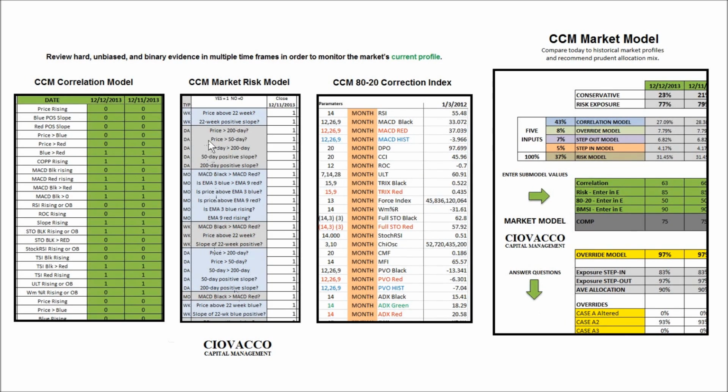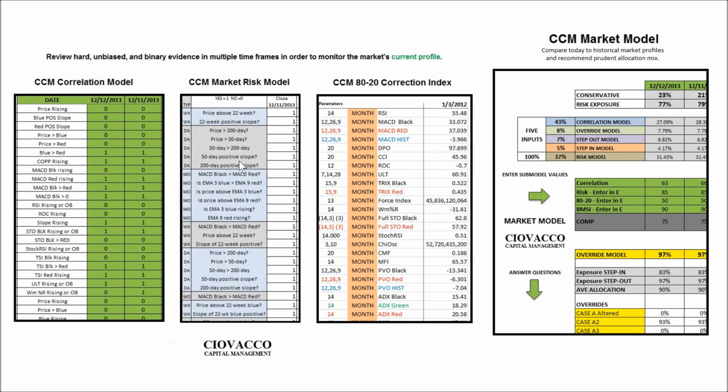You can see some of the questions we ask. Is price above the 200-day? Is it above the 50-day? Is the 50-day above the 200-day? The slopes, all of the things that we just looked at in that long-term chart. If the answer is yes, it's a 1. If the answer is no, it's a 0. None of our personal bias can creep into that answer.